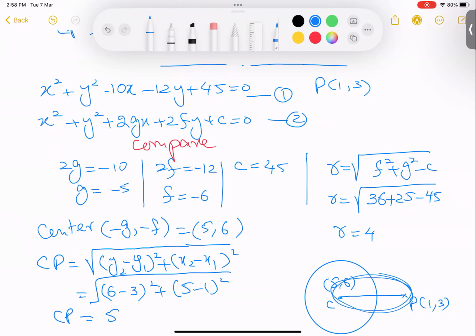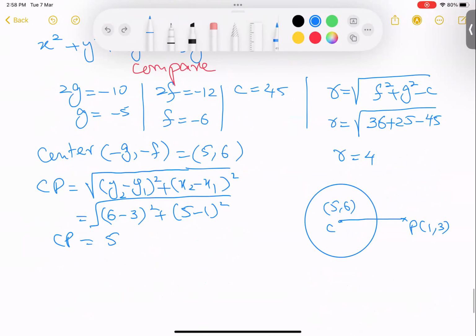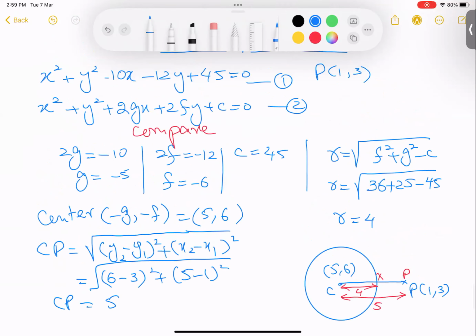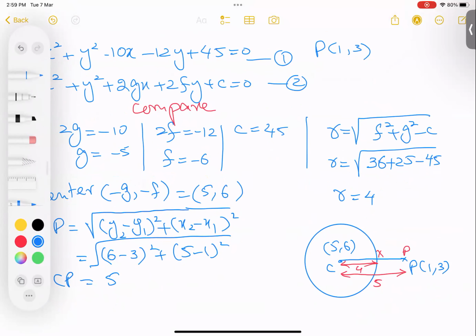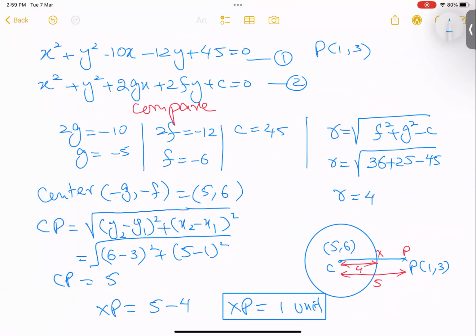So this gap is 5 units and the radius is 4 units. I repeat: this gap is 4 units and this gap is 5 units. Then this point is X and this point is P. How do we get this distance? I'm looking for XP. So XP equals 5 minus 4, and the answer becomes 1 unit. I believe all of you understood well, and this point is confirmed and clear.